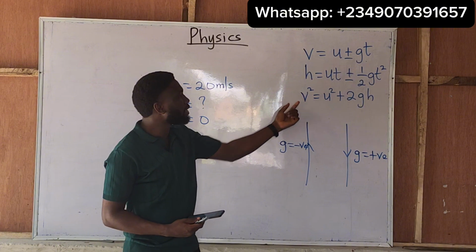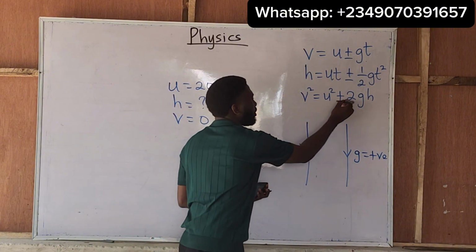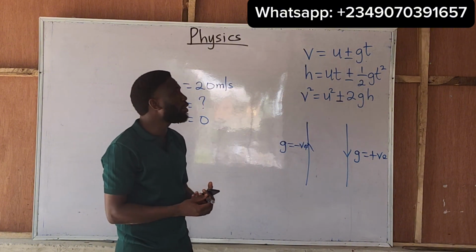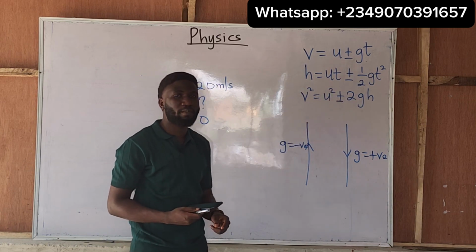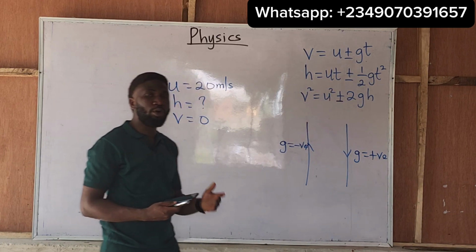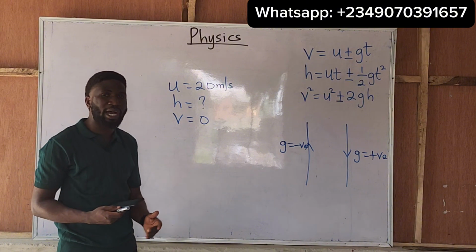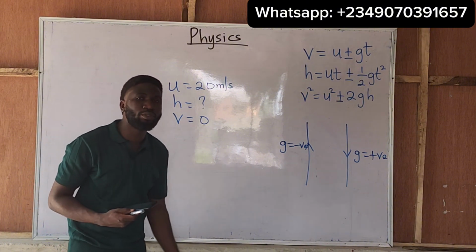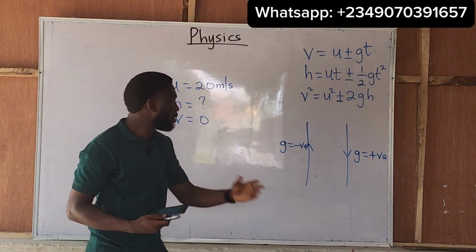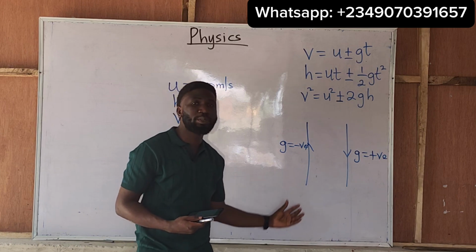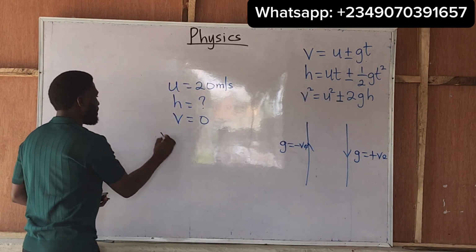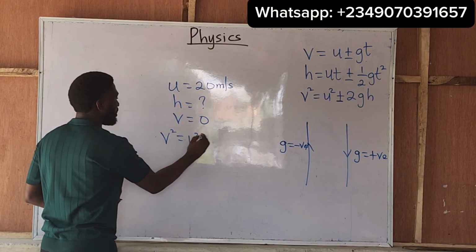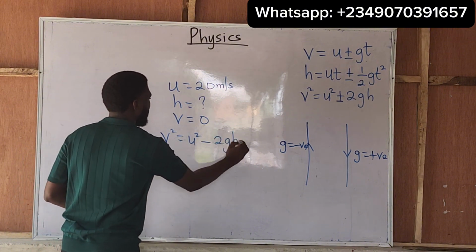Now that we are using the third one, this is plus or minus. Are we going to use the one with the positive sign or the one with the negative sign? We are going to be using the one with the negative sign. Why? The object is thrown vertically upward. I said when the object is thrown vertically upward, G is negative. So we are going to have V squared equals U squared minus 2GH.